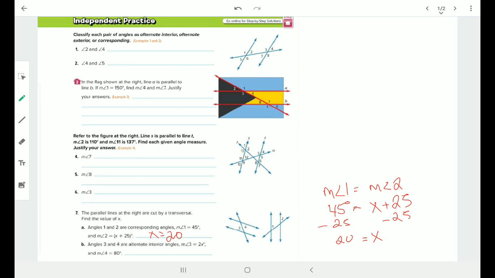Okay? For 3 and 4, angles 3 and 4 are alternate interior angles, so they are also congruent. So the measure of angle 3 and the measure of angle 4 are equal to each other, right? So that means 2x has to equal 80, and then if we divide, we know that x would equal 40. Okay? So we have to understand all these different properties that make them congruent.